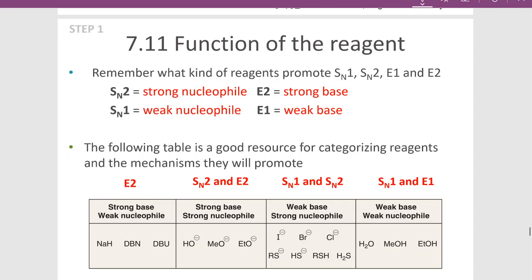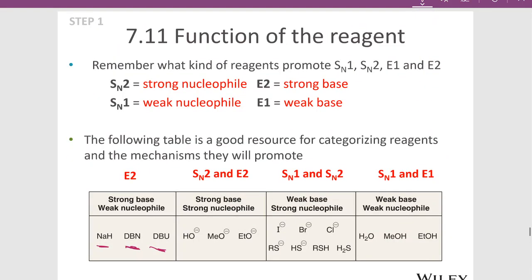We have here examples of different kinds of reagents. We have sodium hydride, DBN, and DBU. These are big, bulky bases, this DBN and DBU. We don't have any pictures of those right here, but you can look in your book if you're interested in that. They're just big, bulky bases. And then sodium hydride acts as a base only because hydride is hydrogen with a lone pair and a negative charge. It doesn't act as a nucleophile because it's very small, and so it doesn't really have the ability to act as a nucleophile. It just acts as a base.